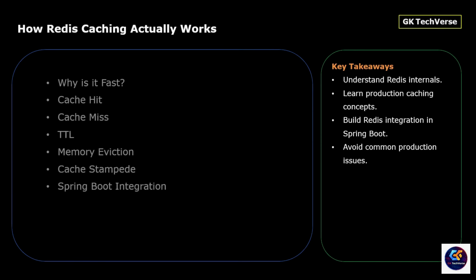How does Redis find data so quickly? Why doesn't it become slower when it stores millions of keys? How does Redis know when to remove old data? What happens if the memory becomes full? And how do large-scale applications prevent thousands of users from hitting the database at exactly the same time? These are the questions that separate someone who uses Redis from someone who understands Redis.